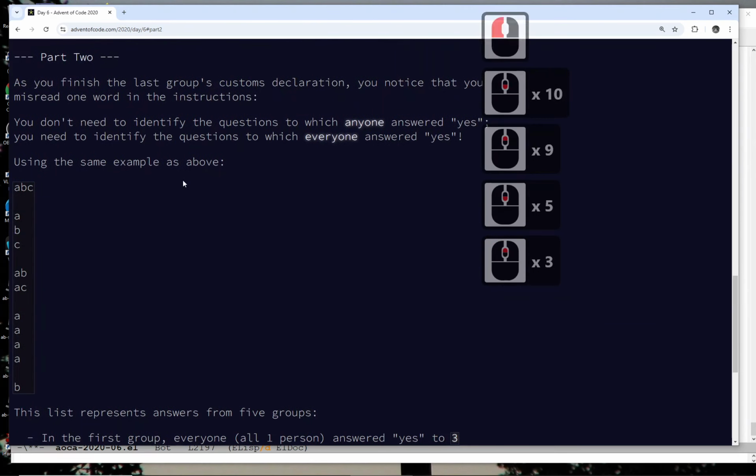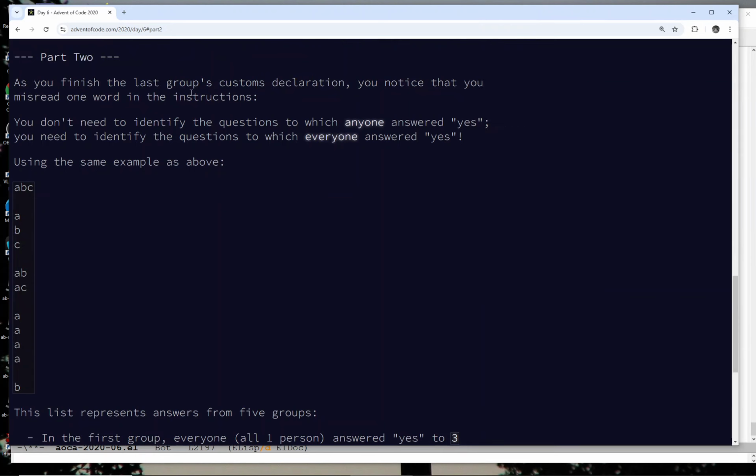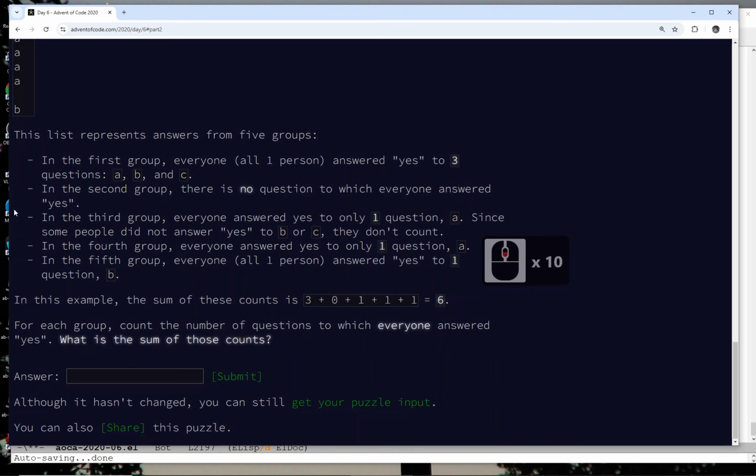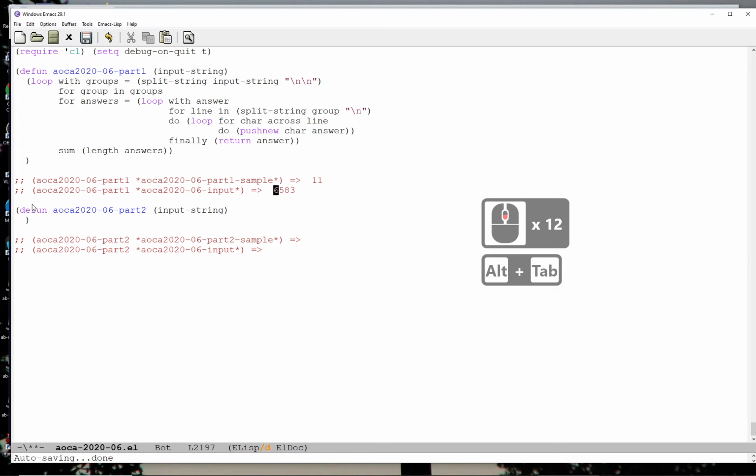So, part 2. As you finish the last group's customs declaration, you notice that you misread one word in the instructions. You don't need to identify the questions to which anyone answered yes. You need to identify the questions to which everyone answered yes. So this time you'll have to remember how many people are in a group and count up the number of times you see each answer and only add up the ones where the number of answers is the same as the number of people in the group. Okay, that's not too hard.